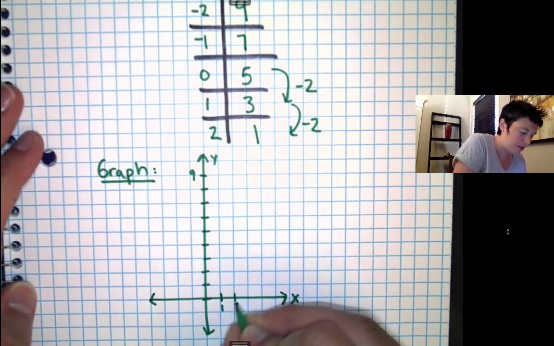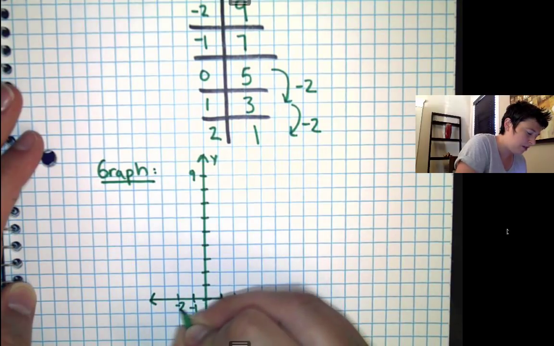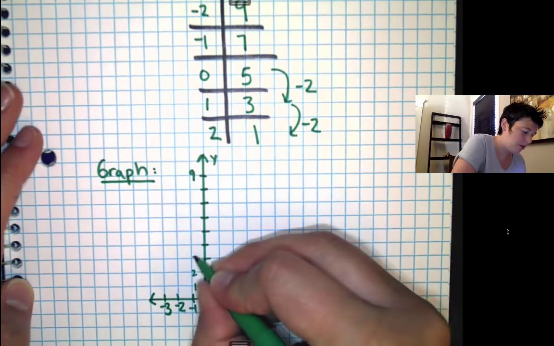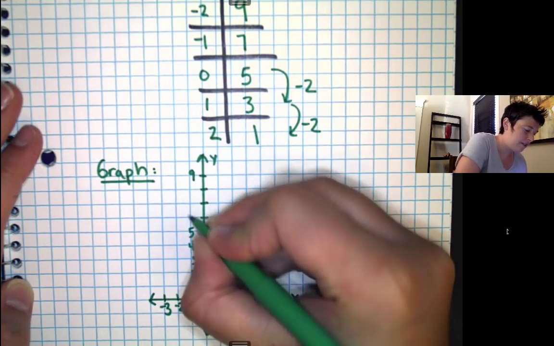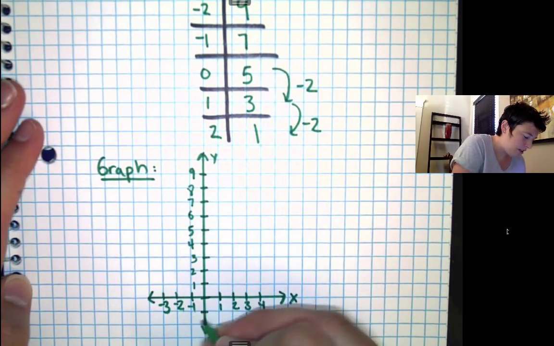So anyways, let's put a scale on here. 1, 2, 3, 4, negative 1, negative 2, negative 3. And same thing going up. 1, 2, 3, 4, 5, 6, 7, 8, 9. And going down, negative 1, negative 2.